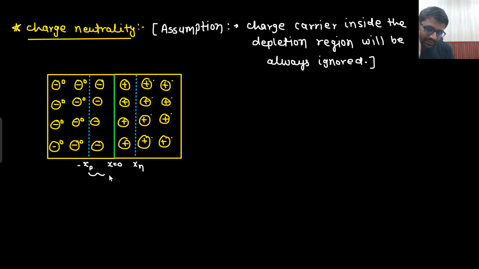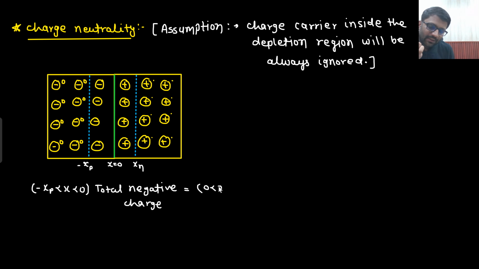So in this particular region, from minus xp to x equals 0, what are you having? In this region, you are having negative charge. And between 0 to xn, what are you having? You are having positive charge. So the total negative charge should be equal to the total positive charge. If we get this condition, then our job is done. This is what charge neutrality says.